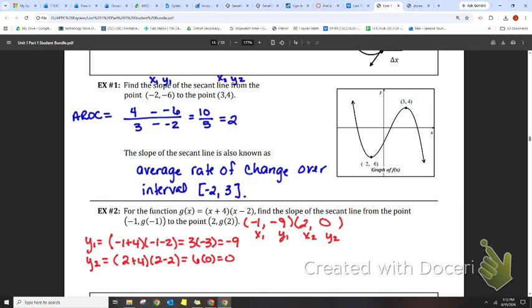And to find the slope of the secant line, we're after that average rate of change there. So our average rate of change, do my skeleton, y2 minus y1 over x2 minus x1. So I get 9 over 3, which is 3.